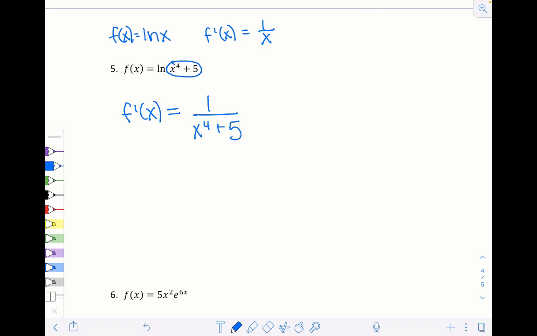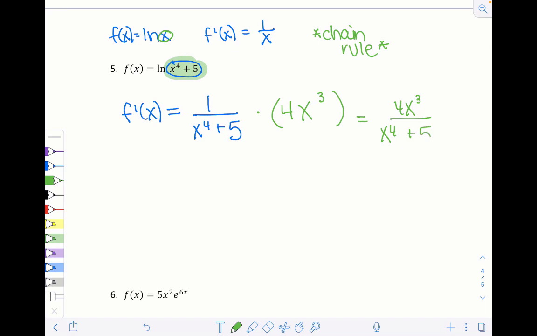But this is again a place where we would also apply the chain rule. So instead of having an x, we have the whole x to the 4th plus 5. So the last step would be to then multiply by the derivative of that x to the 4th plus 5, which is 4x cubed. So the answer is 4x cubed over x to the 4th plus 5.